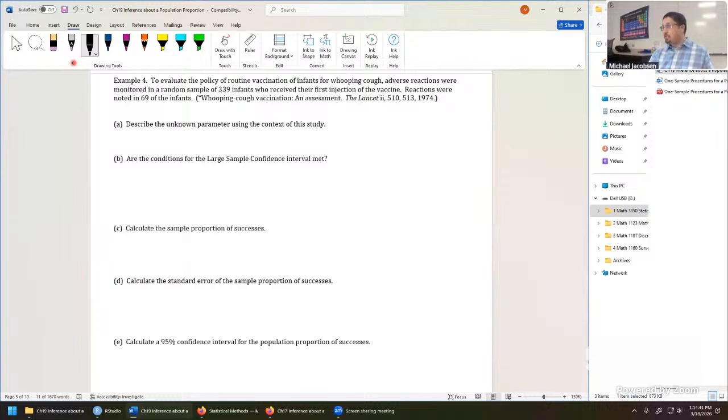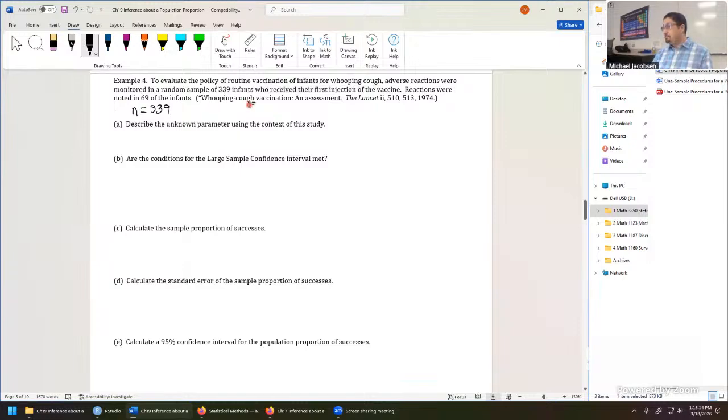So like we do usually, let's start paraphrasing some symbols that we know are useful in the formulas. When it said a random sample, that's good. We have some randomization here. It's involving 339 infants. So that gets us started. And it's 339 infants who received their first injection of this whooping cough vaccine. Now we're being told reactions were noted in 69 of the infants. And that seems to be what this problem is all about.